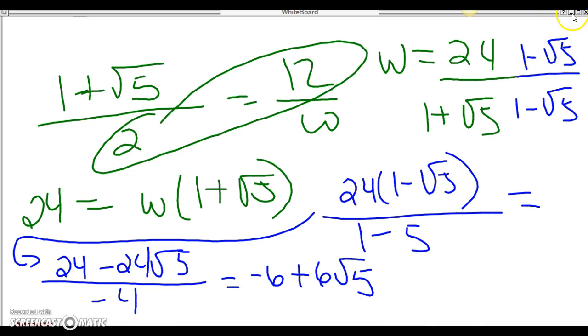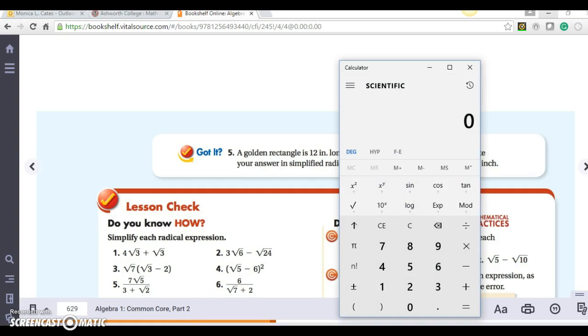Now I have to put that in my calculator. So let's do that. I have negative 6 plus 6 times root 5. Oops, I hit that too fast. I'll put it in parentheses this time: negative 6 plus 6 times root 5, close parentheses, and I get 7.4.